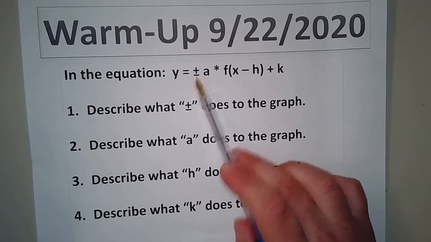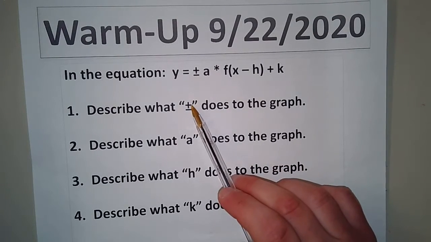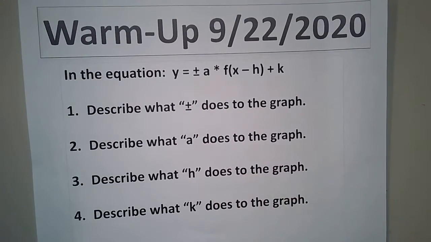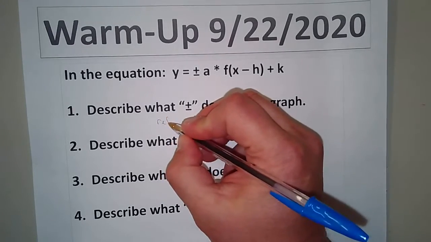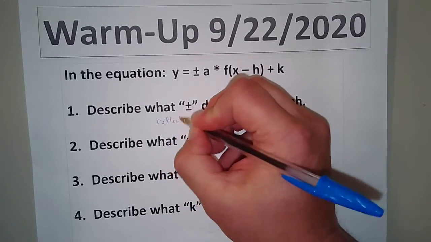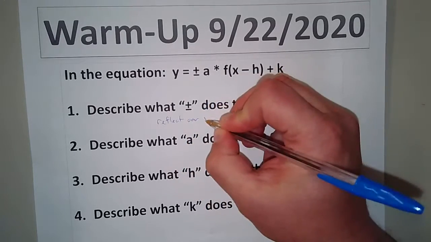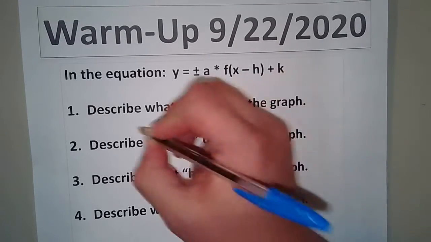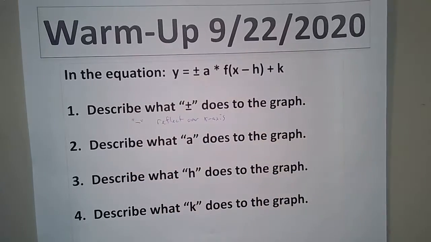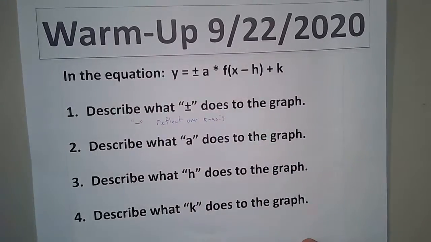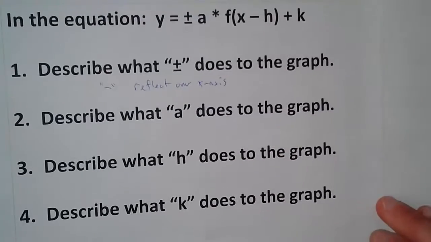It says, what does the plus or minus do to the graph? Basically, if it's positive, it's going to keep its regular shape. It's going to be facing the way you would expect. If it's absolute value, it's going to be a V facing up. But if it's negative, that's going to cause the shape to reflect. So we'll say it's going to cause it to reflect over the x-axis. So maybe just make a little note that it's the negative that'll do that. So if you have a negative, it's going to reflect over the x-axis.